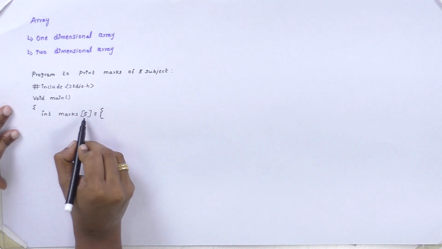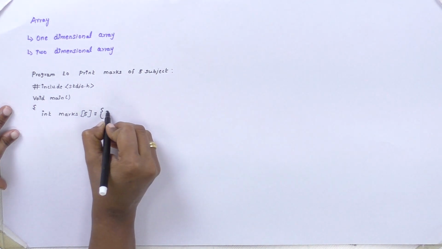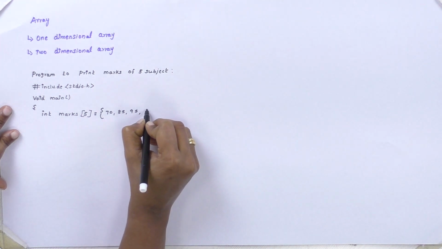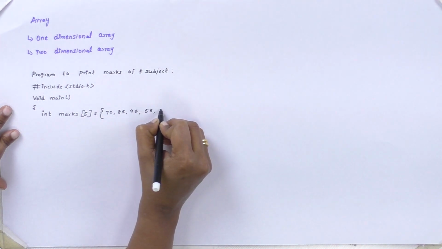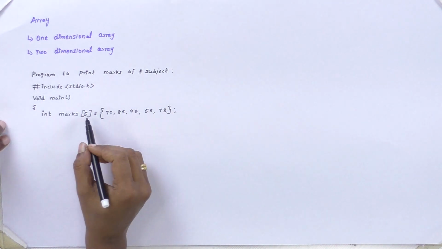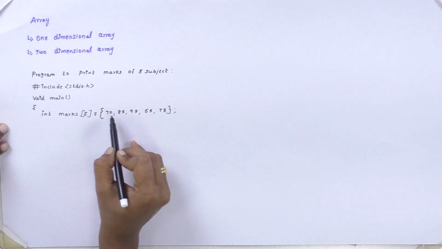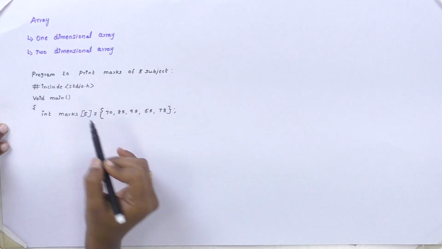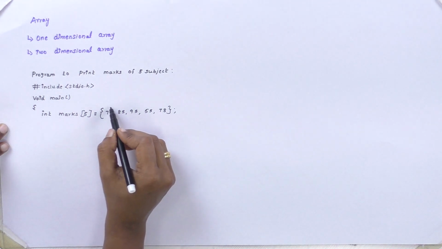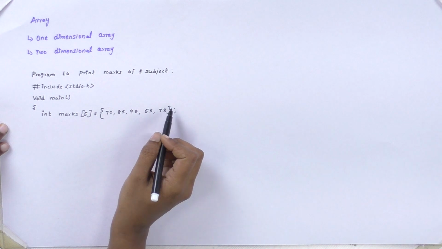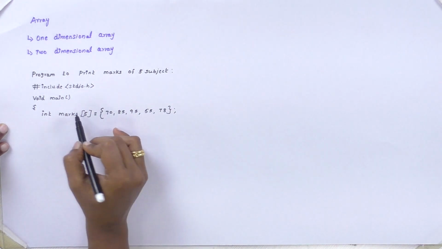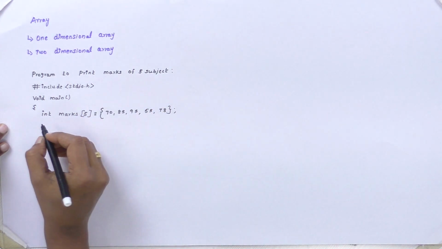So it stores the 5 values. So I am directly giving the values here. So now I stored 5 values in the variable marks. So instead of giving 5 separate variables, by using an array I can give the 5 values in the same variable. That is the main purpose of an array.